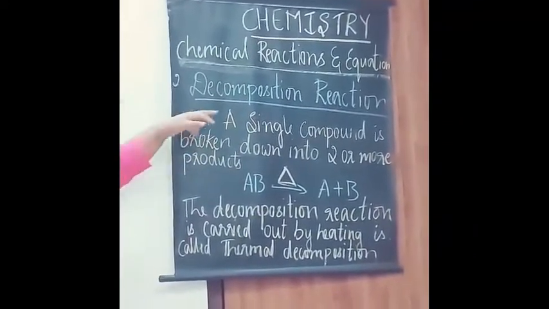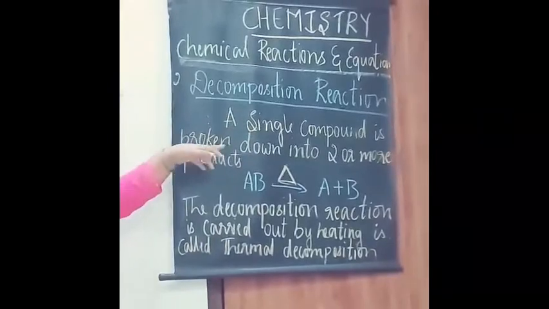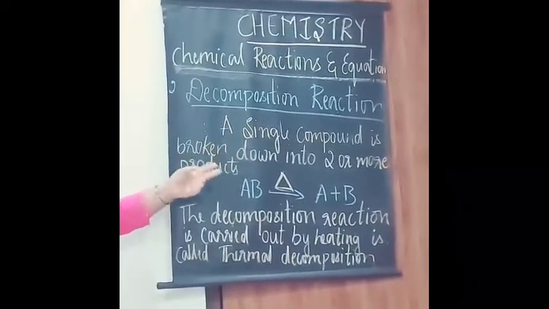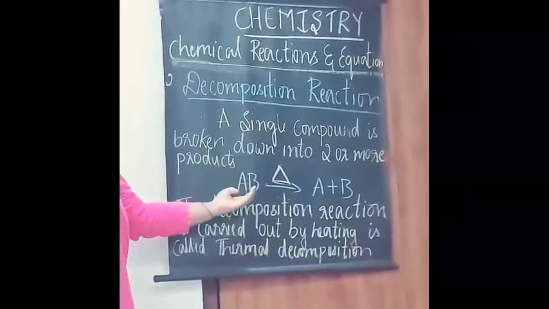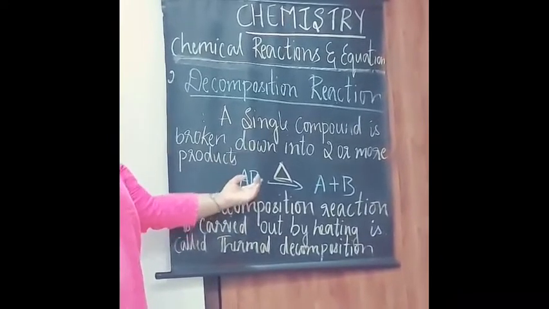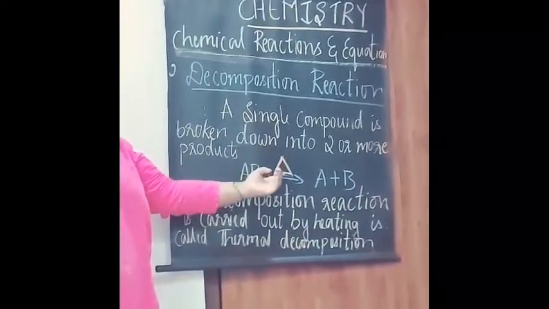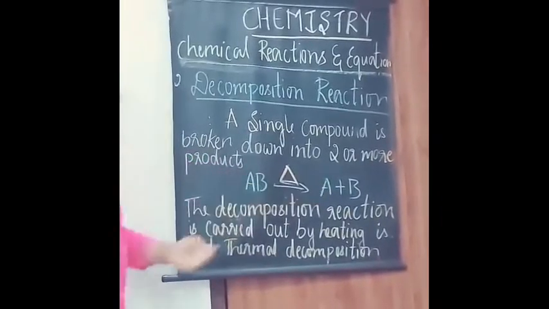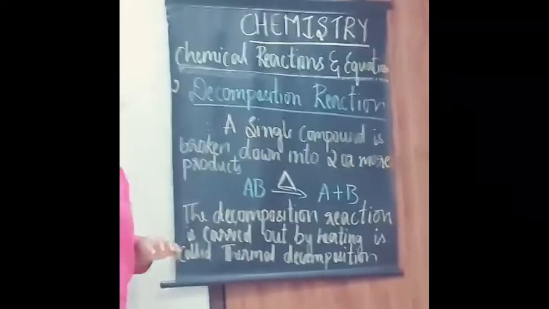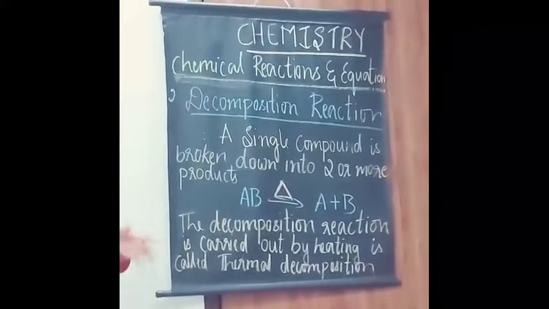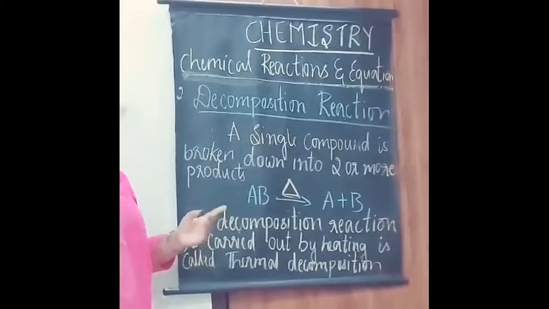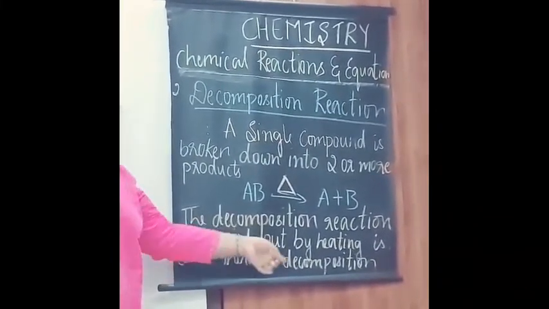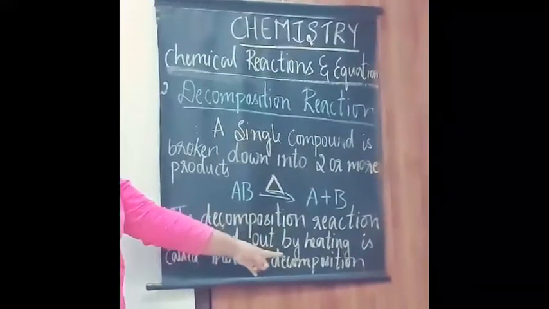See here, a single compound is broken down into two or more products. Here AB is the reactant, which will be heated up and will give two products, A plus B. The decomposition reaction is carried out with a lot of heat, so that process we call thermal decomposition.